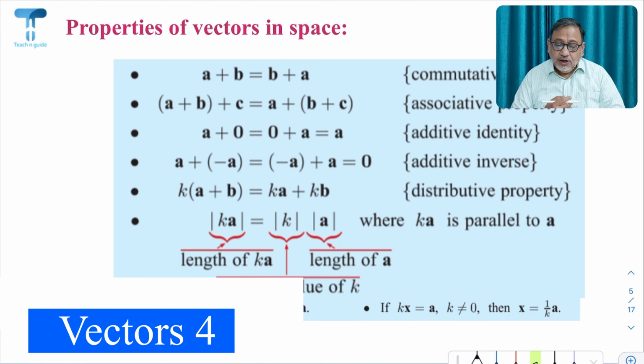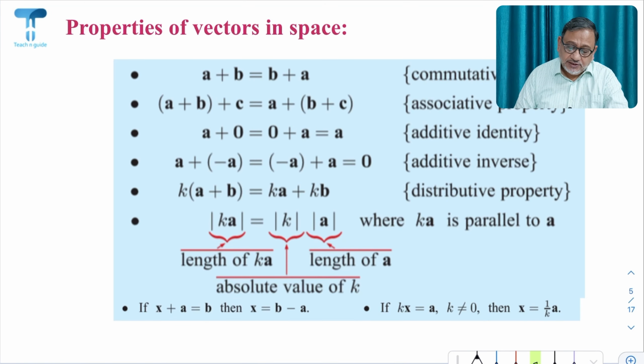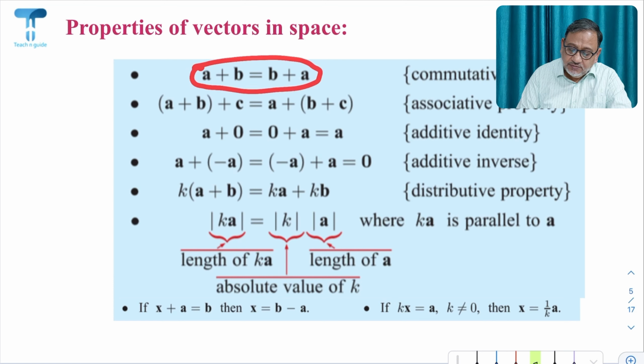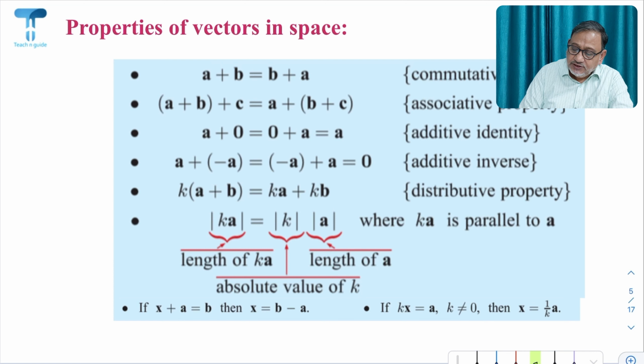Okay then. Now properties of vectors in space. So look at the properties. A plus B is equal to B plus A. It means it is commutative. Commutative means you can change the order. You can bring the second vector in place of the first, and the first can be in place of the second. Okay. Then it is associative also. It means if A plus B is added to C, it is the same as B plus C added to A.